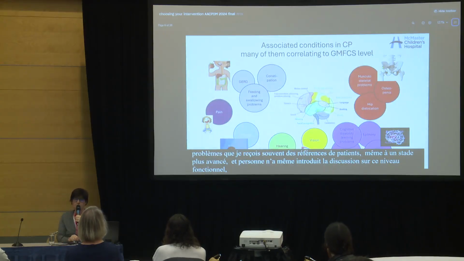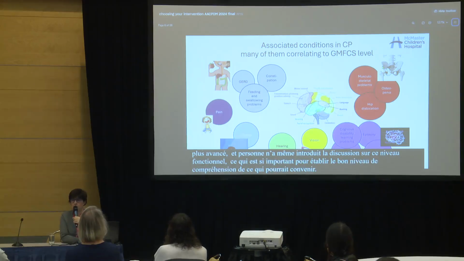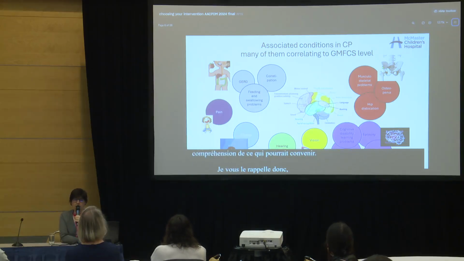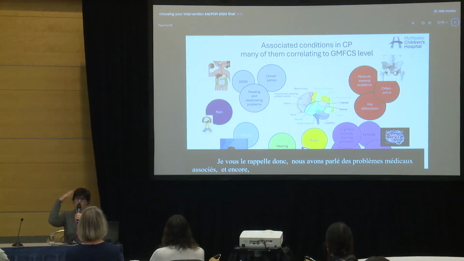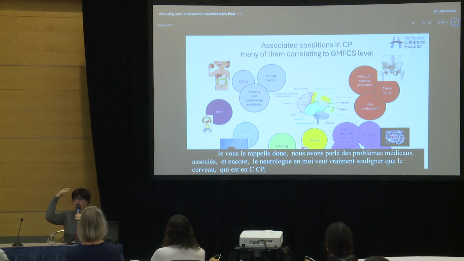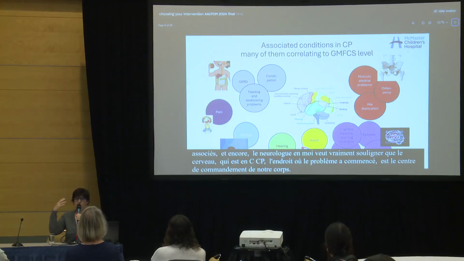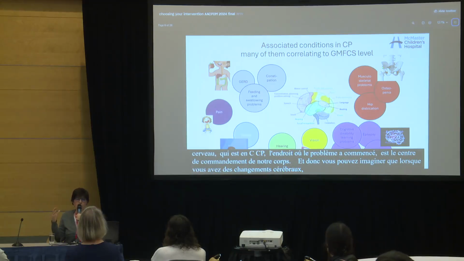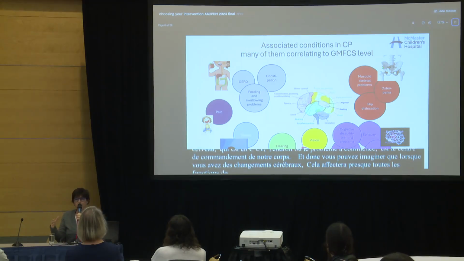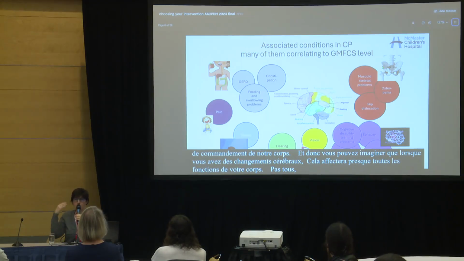So reminding you, in the division, we talked about the associated medical problems. And again, the neurologist in me wants to really highlight that the brain, which is in CP the place where the problem started, is the command center of our body. And so you can imagine that when you have brain changes, it will affect almost every function in your body. Not all, but almost all. And it varies depending how much changes you have in the brain and where your changes are.